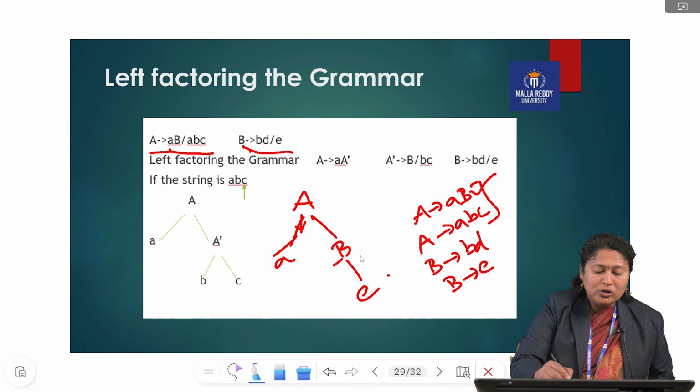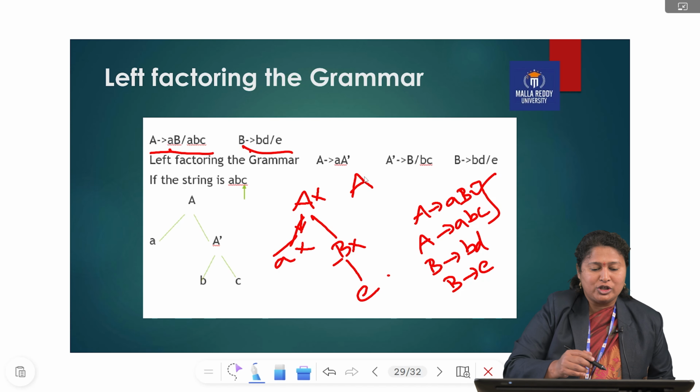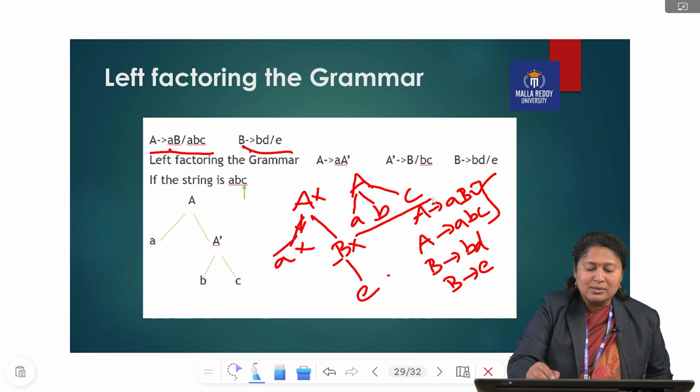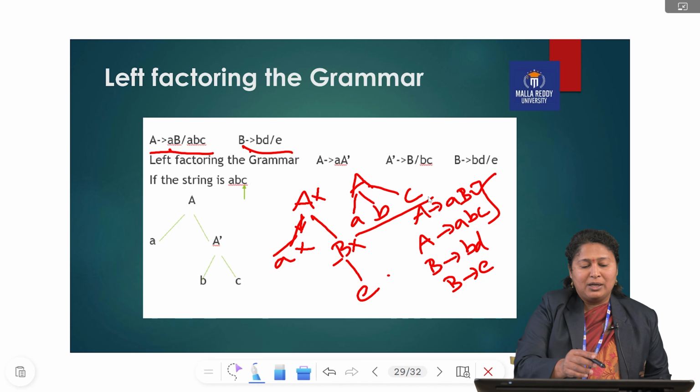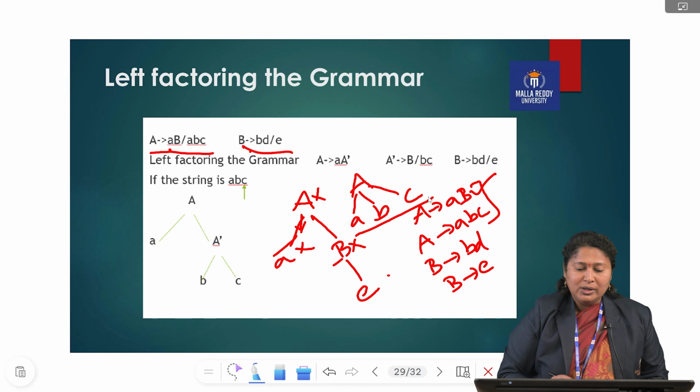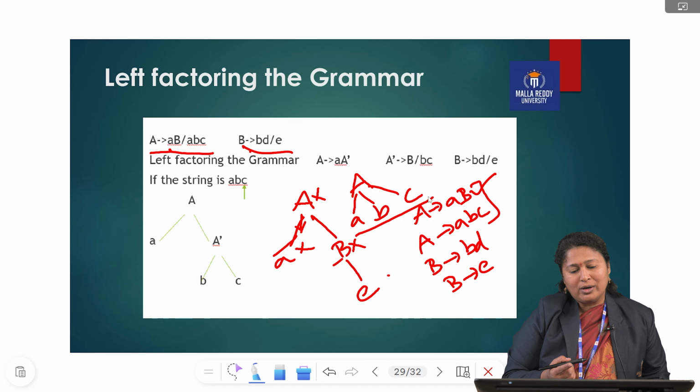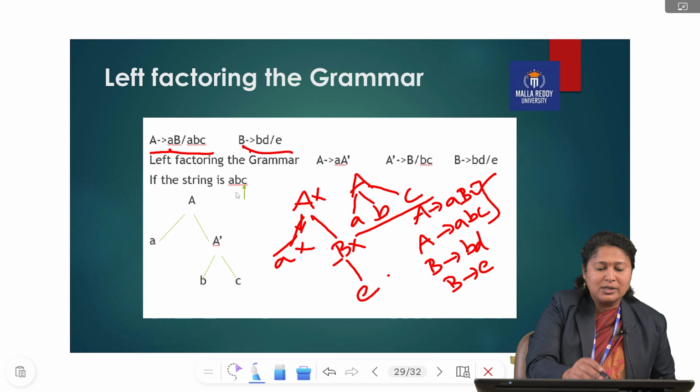So again I should backtrack up to A and start with another production. I have gone with AB, now I should go with ABC. Now here yes, we are achieving the particular string ABC. So here the time is wasted. Again it has to backtrack and check each and every step. This simple string is okay.